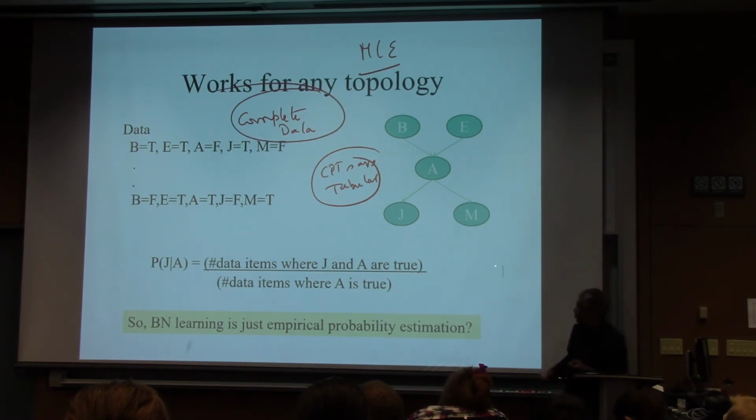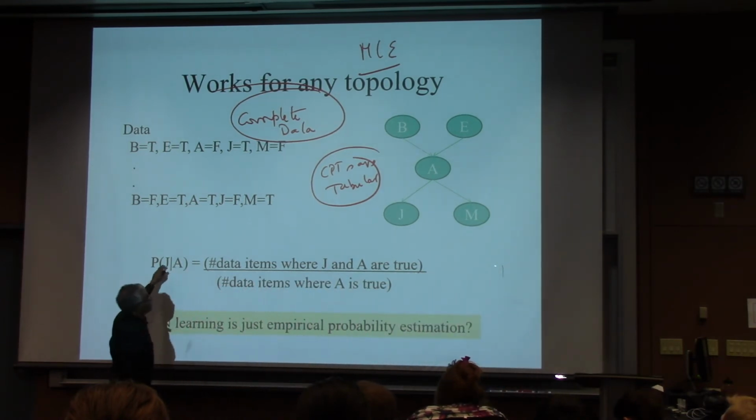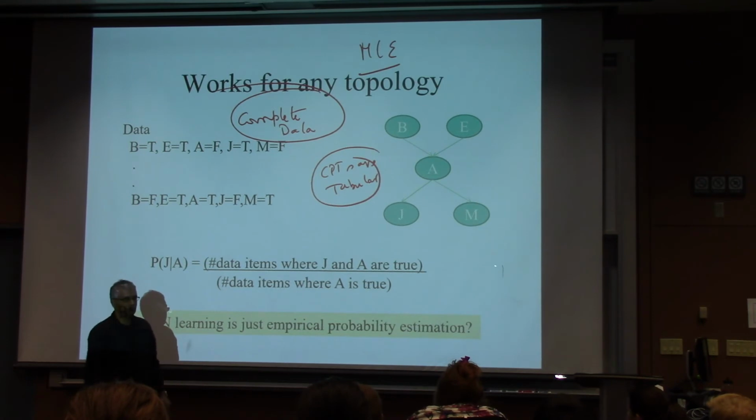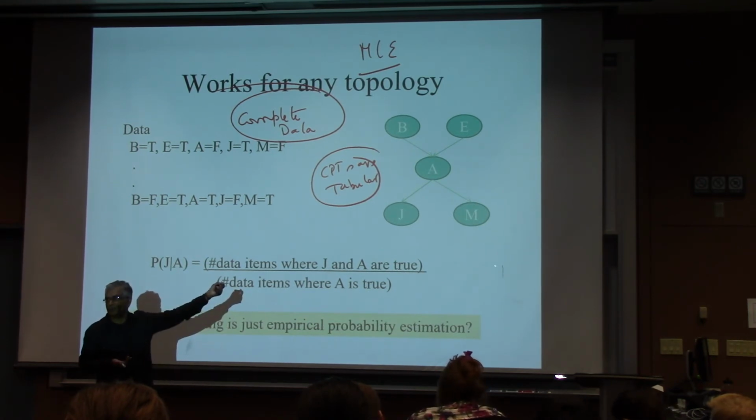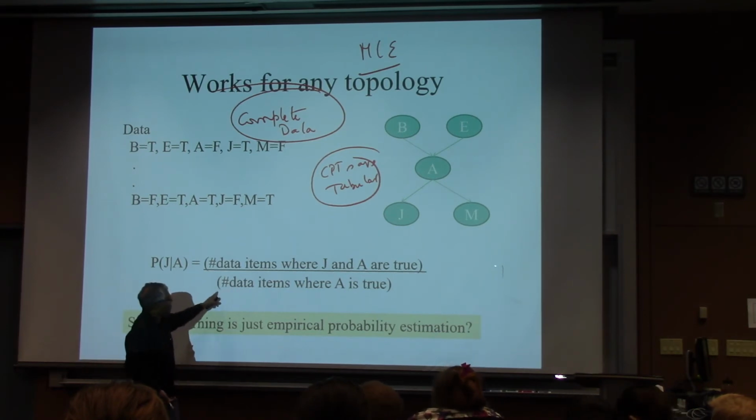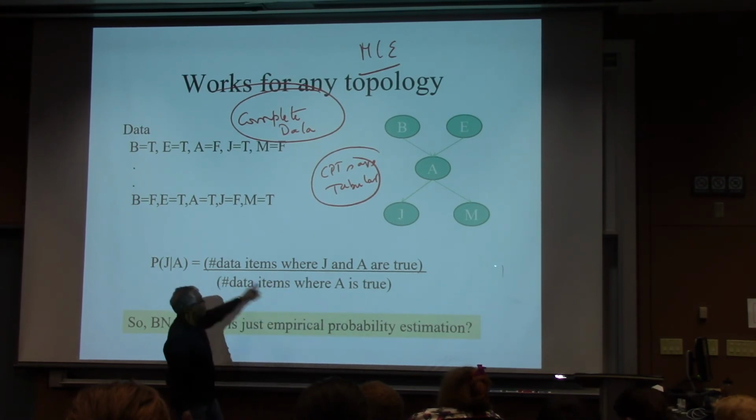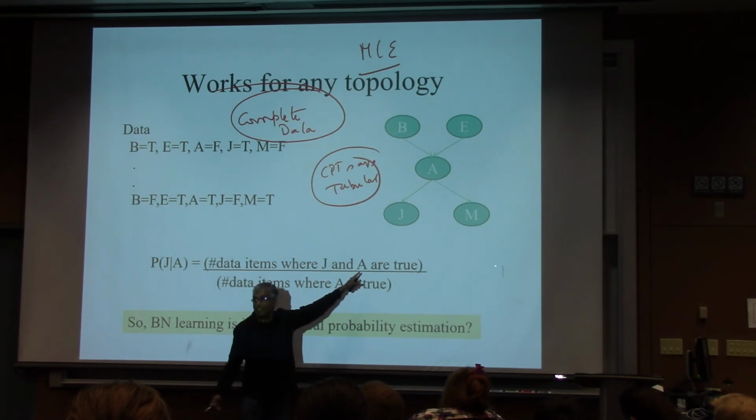Okay? Now, if I arbitrarily want, let's say, the probability of John calling given the alarm going off, that's one of the parameters I need to specify this network, right? How would I compute it? I just take in the bottom the number of data items where the alarm is true, and the number of those where John actually called.